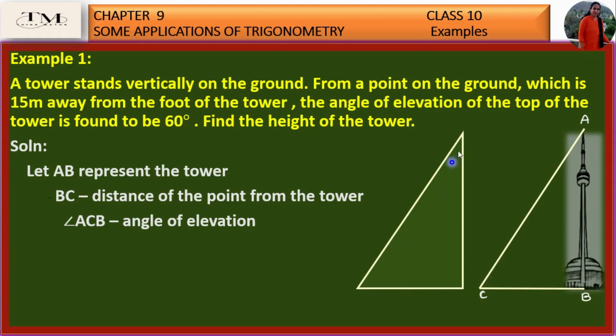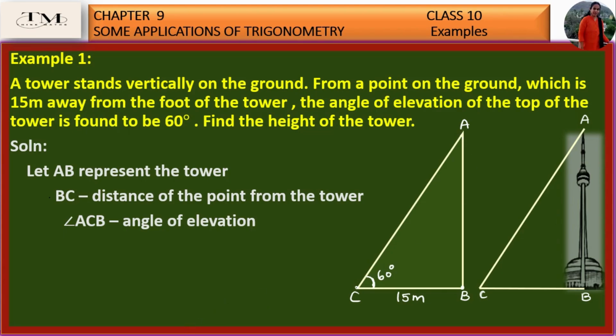So let us draw this in a right angle triangle. So here AB represents the tower. BC is the distance of the point from the tower, from the foot of the tower. Foot of the tower is B. So C is a point on the ground. The distance between them is 15 meter. And the angle of elevation from the ground to the top is 60 degree. So these are all given.